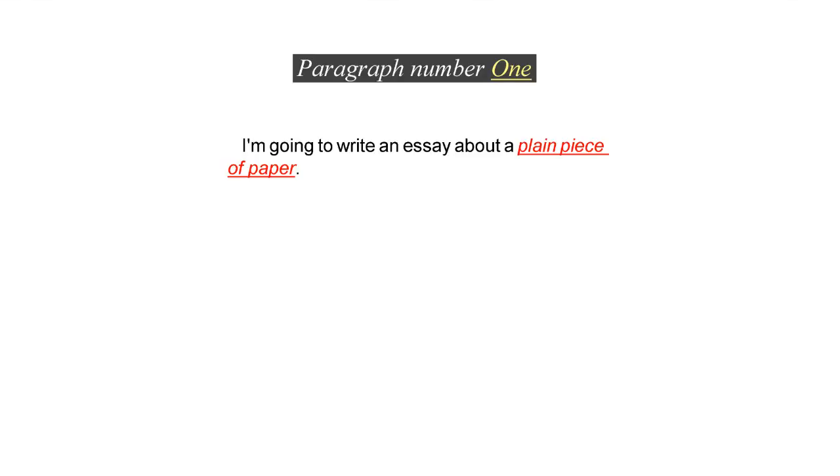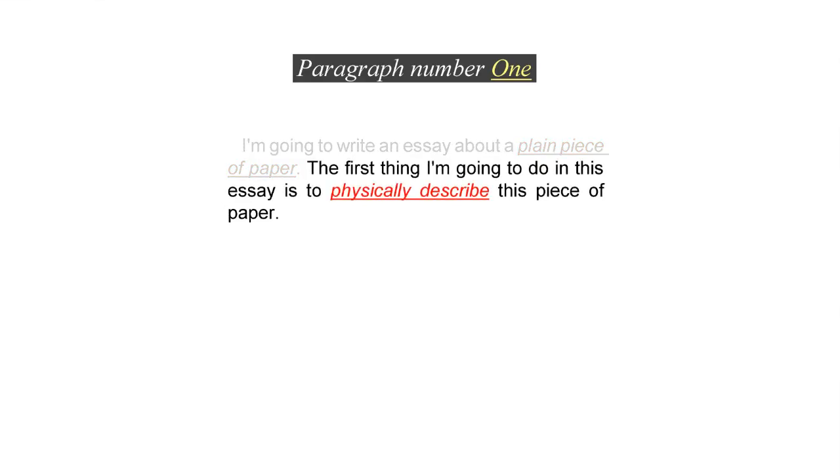If someone picked up that essay and read that first sentence, they'd know exactly what the essay is about from the very first sentence. Now the work begins. What are some of the things you can write about concerning this piece of paper? Well, we could give a physical description of it. All right, in the second sentence, write something that tells exactly what you're about to do. Okay, the first thing I'm going to do in this essay is to physically describe this piece of paper.